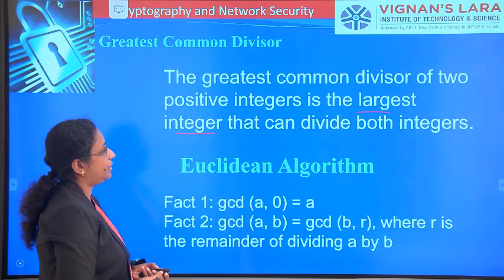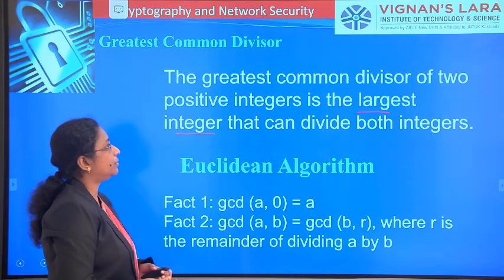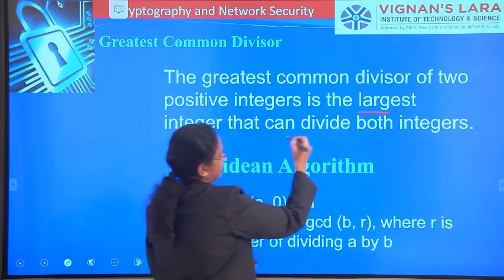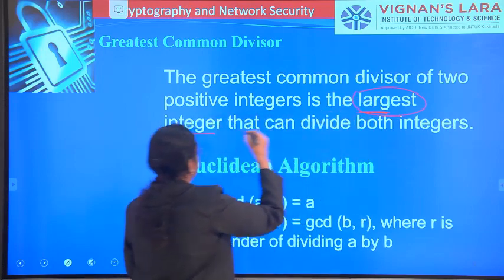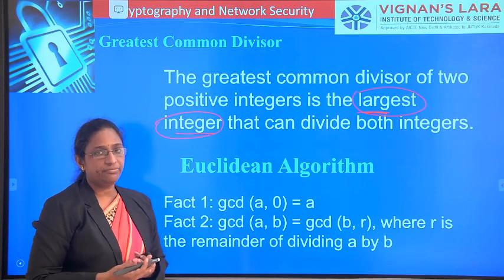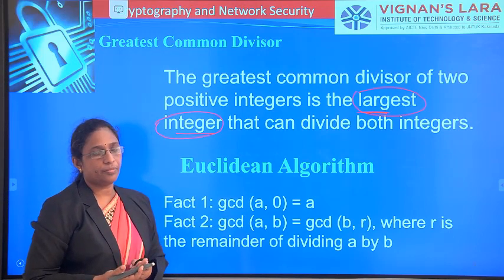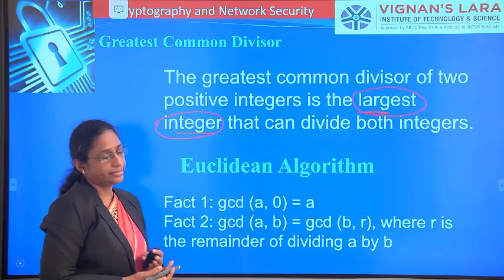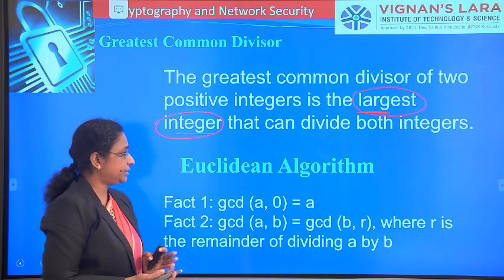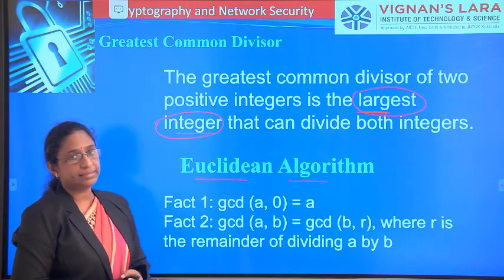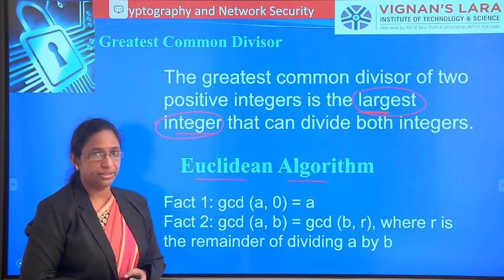And the definition of GCD: the greatest common divisor of two positive integers is the largest integer that can divide both integers. Like we have seen in the previous example, 140 and 12, the greatest common divisor is 4. For calculating that greatest common divisor, there is an algorithm called the Euclidean algorithm. By using this Euclidean algorithm, we can calculate the GCD of two numbers.